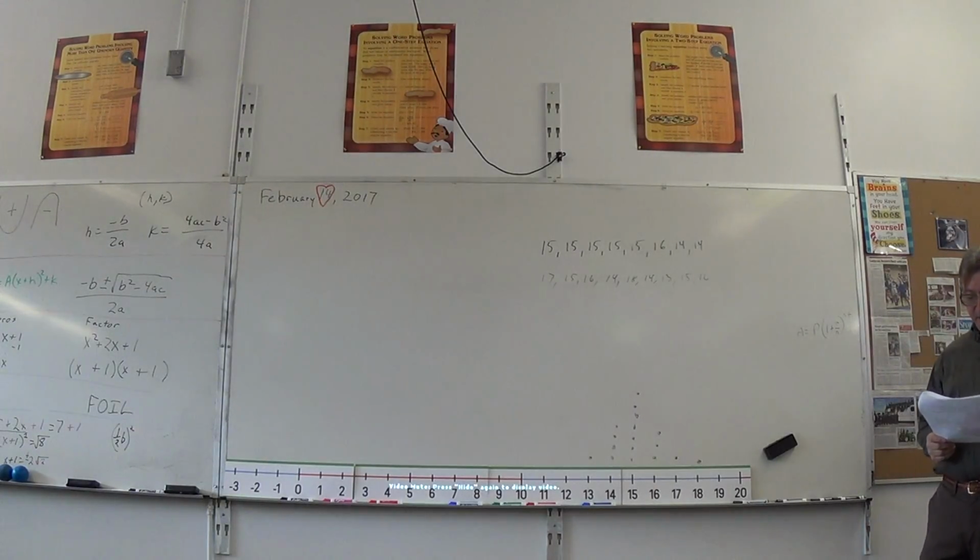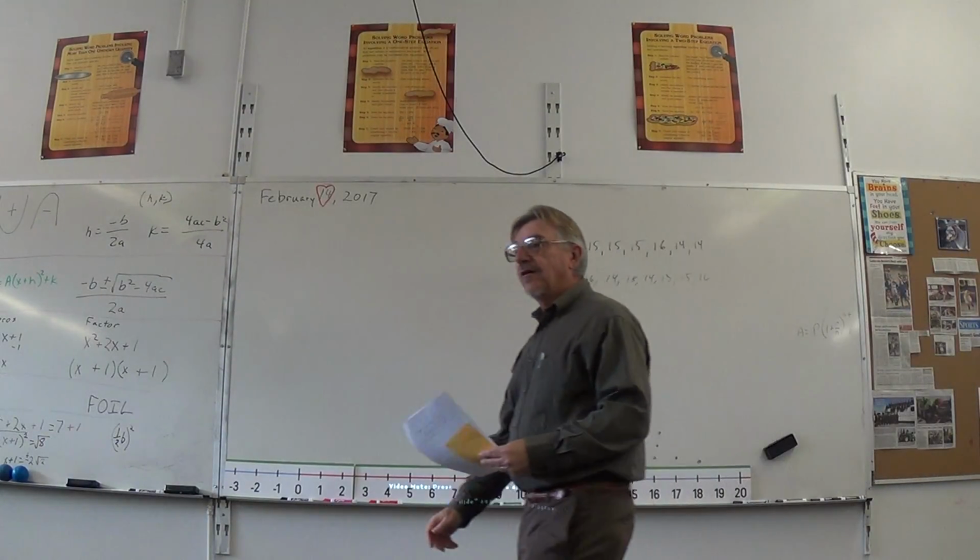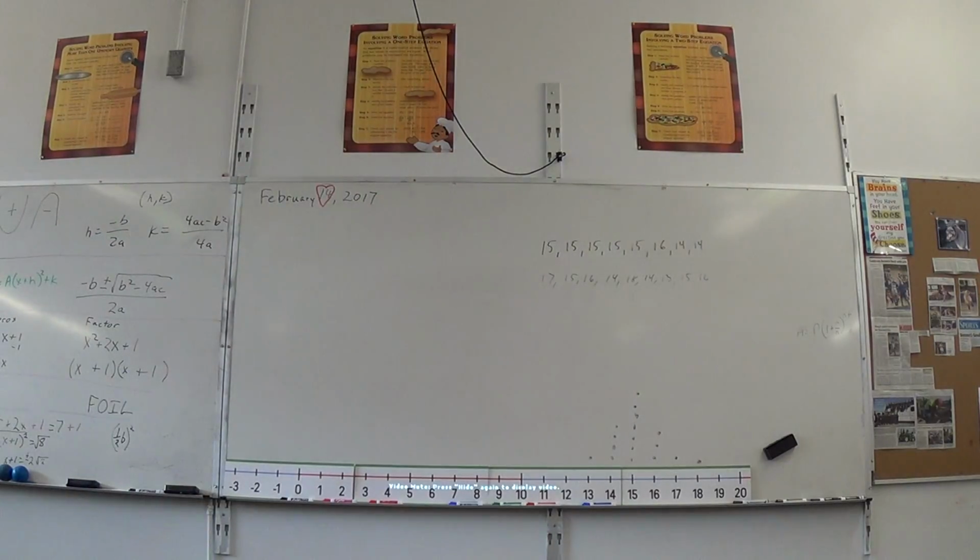21, 48, 56, 58. It's 81. Because you add them together, you get 162 and you divide it by 2. You add them together and divide.